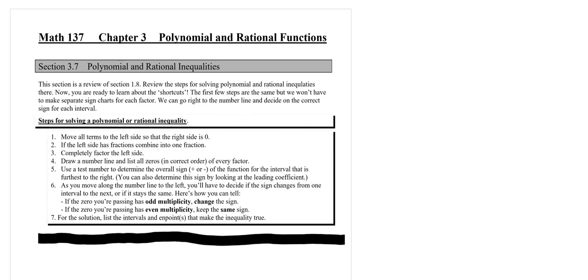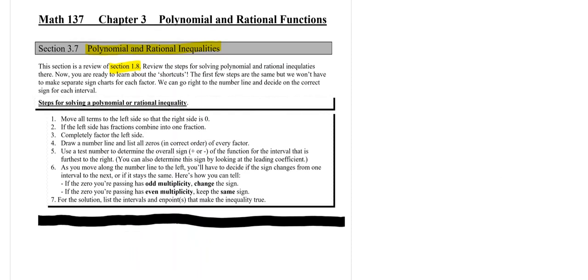In this section, we will revisit something you've already done, and that is solving polynomial and rational inequalities. We did that in section 1.8. We did it again a little bit when we were studying polynomials and rational functions. We're going to look at some more examples, and you might see some strange looking solution sets with unions of intervals and single numbers and sets. So we'll just go over those steps again and look at some more examples.